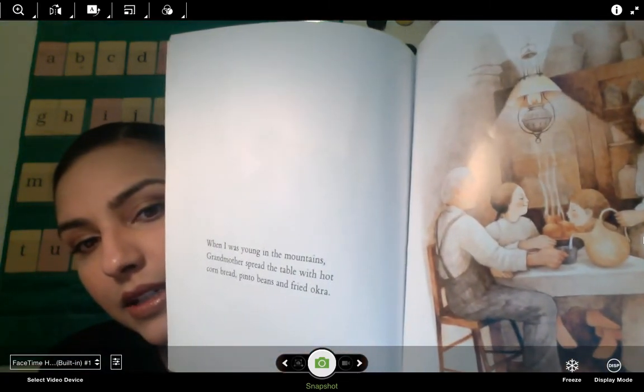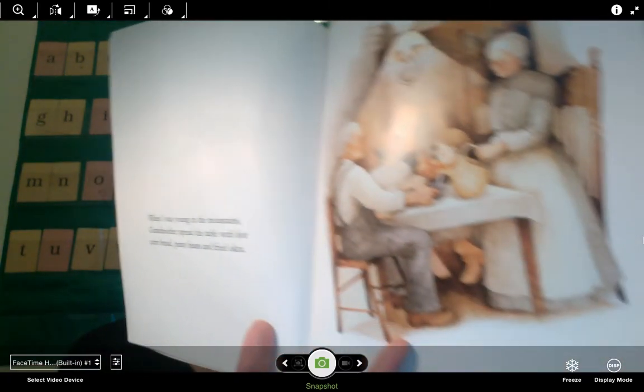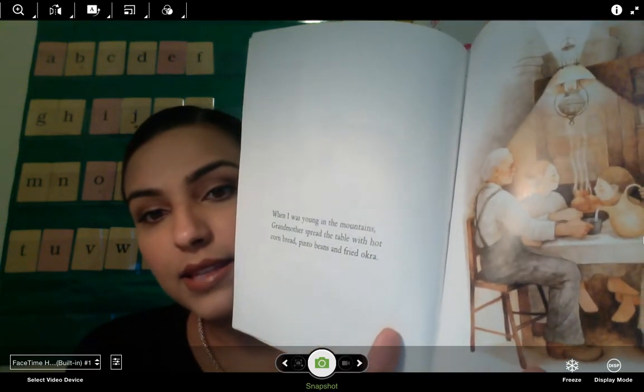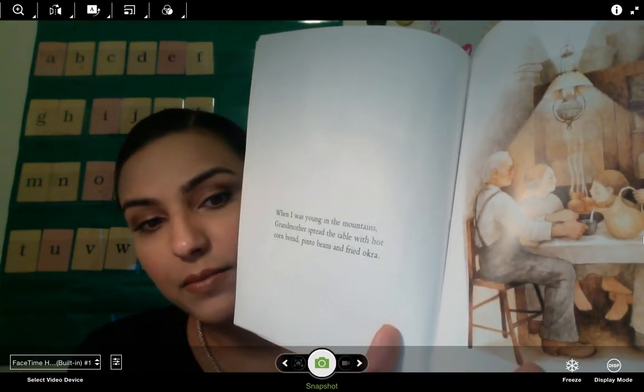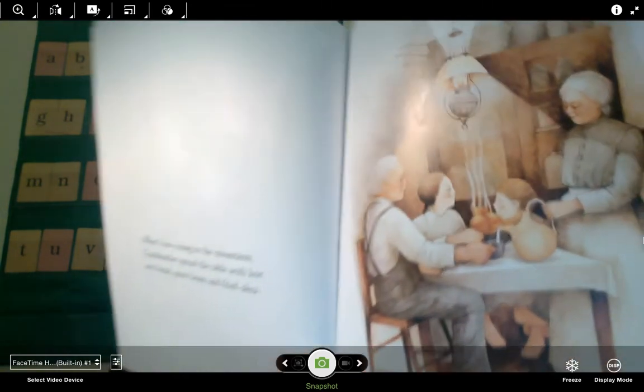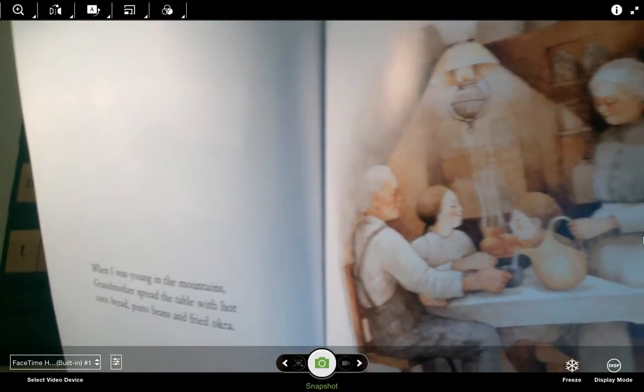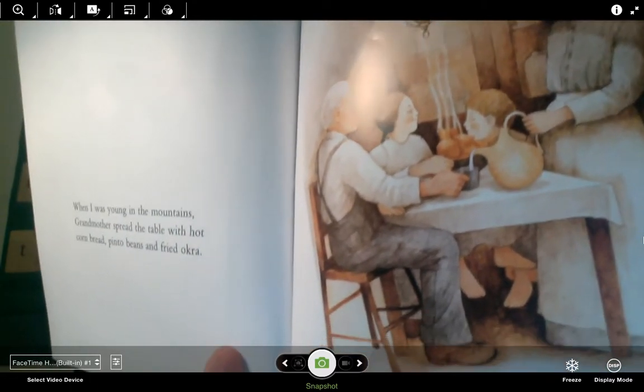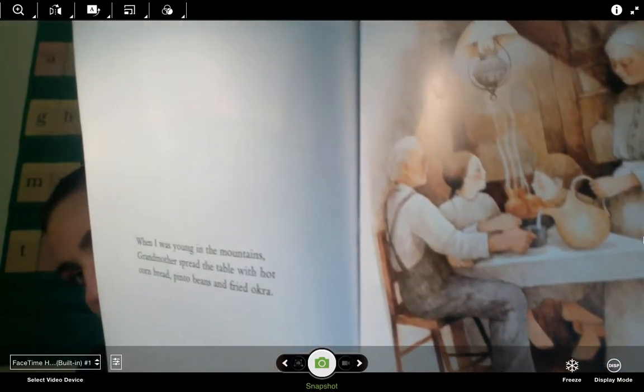When I was young in the mountains, grandmother spread the table with hot cornbread, pinto beans, and fried okra. Okay, let's check that out. Let's check out that illustration. Really look close.